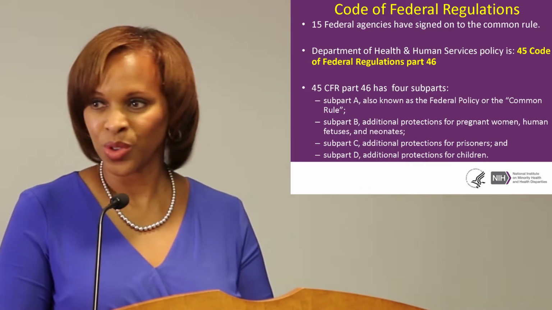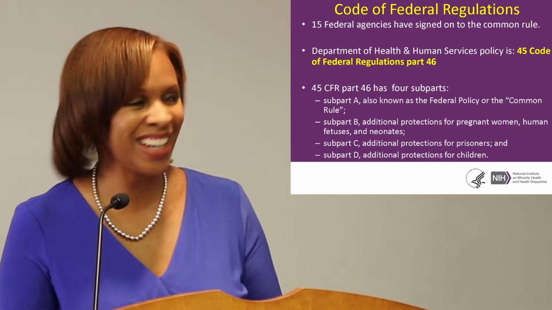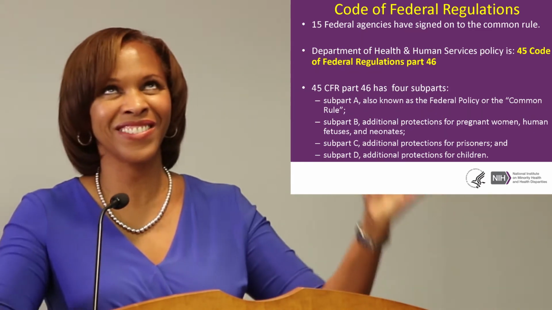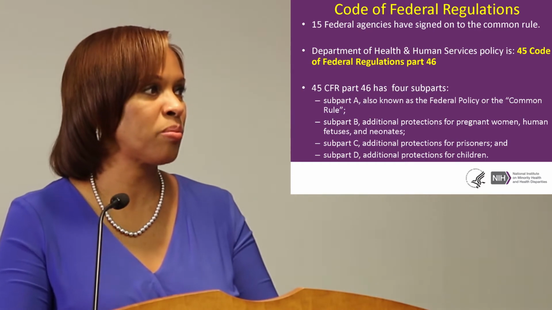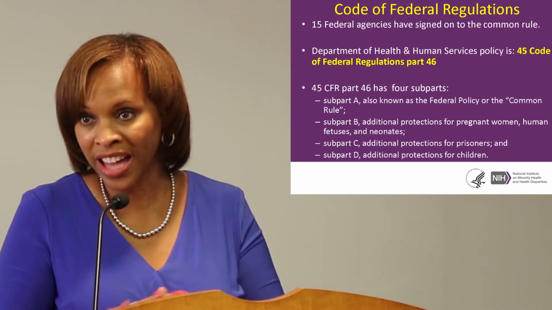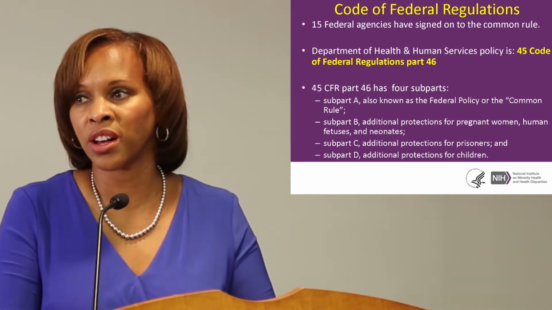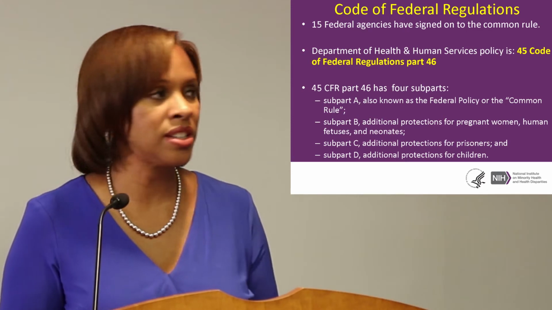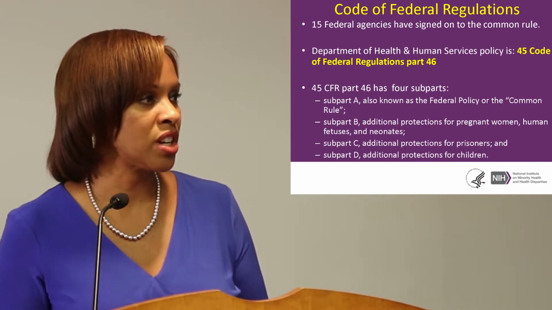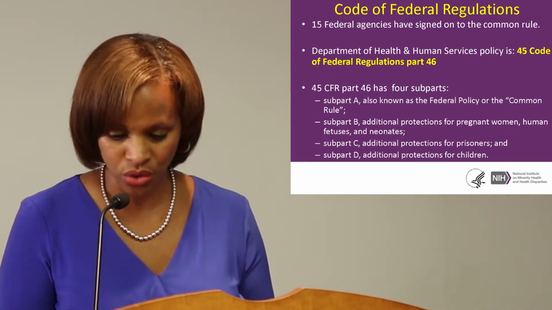So that kind of makes it simple, right? So subpart A is also known as the federal policy or the common rule. That's the common rule piece. Subpart B is actually additional protections for women, human fetuses, and neonates. Subpart C is additional protections for prisoners, and D is for additional protections for children.